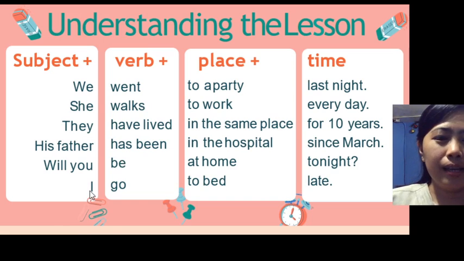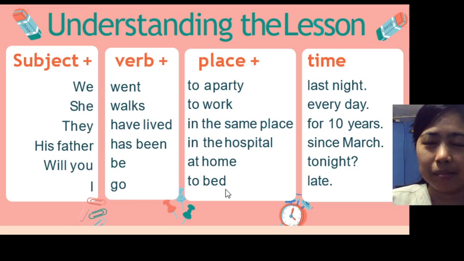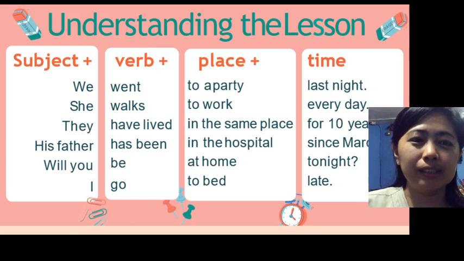Okay, next is I go to bed late. I go to bed, place, late. You don't say I go late to bed. Okay, I go to bed late. So that's the correct order of your sentence structure. I hope that helps our ESL students and teachers.